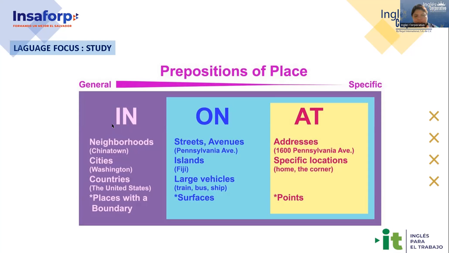In. Johnny, can you read the information that we have for the first column? In neighborhoods, cities, countries, place with a boundary. Okay, nice. So now let's analyze each of them. Neighborhoods. Do you remember that? Neighborhoods? What's that? Neighborhood, yes, a neighborhood.